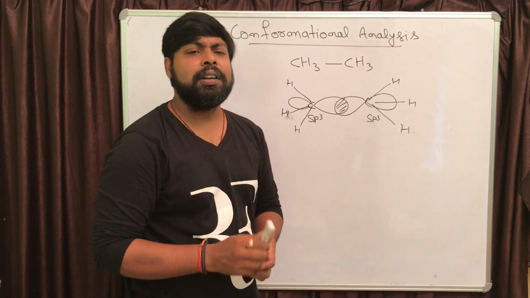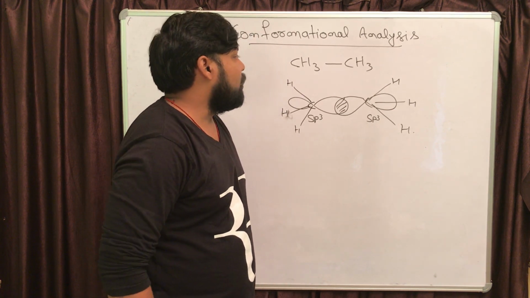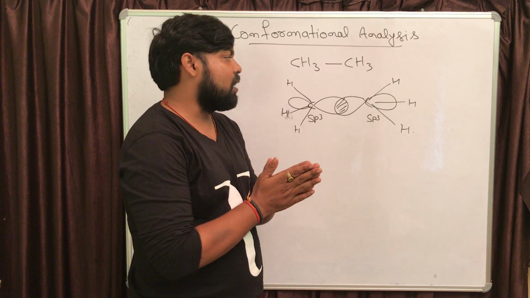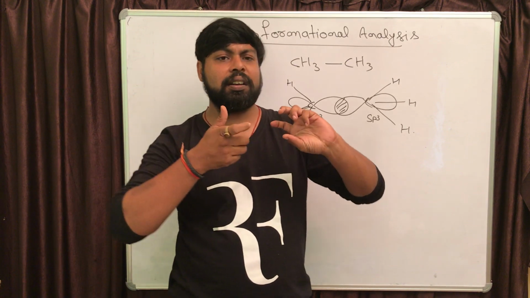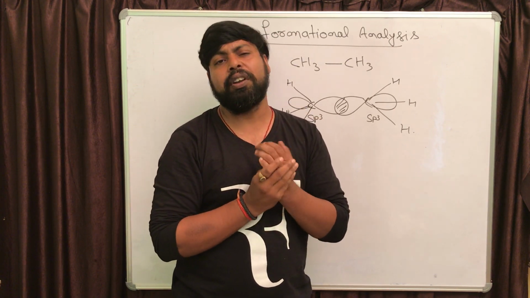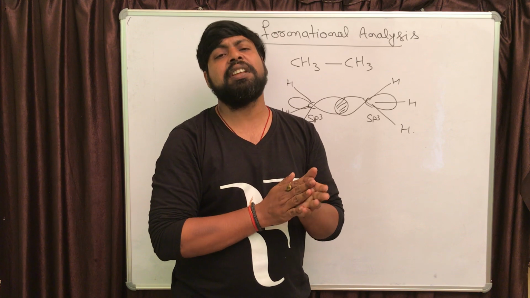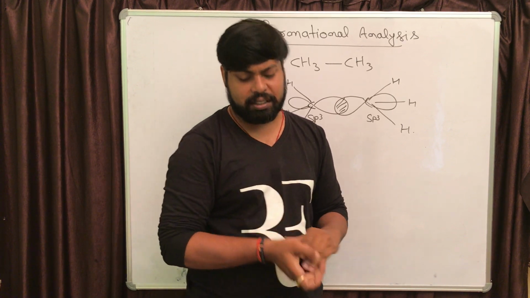The definition of conformer arises there itself. Conformers arise because of free rotation around a single covalent bond. If you rotate the compound around a single covalent bond, we are going to get different structures, and those different structures are known as conformers.